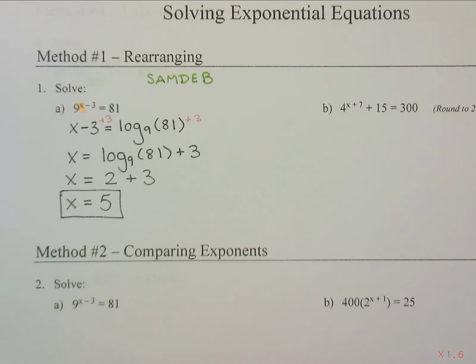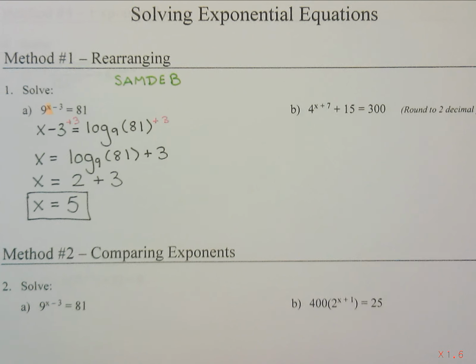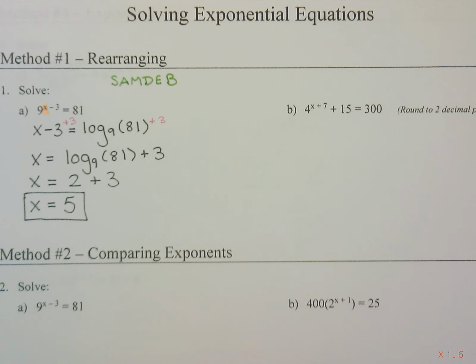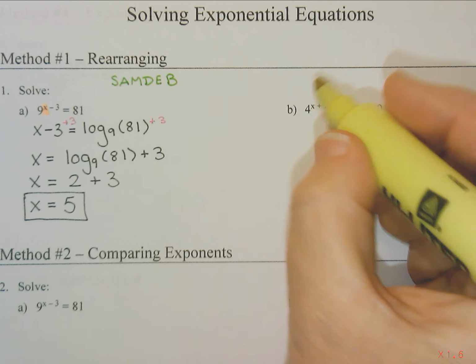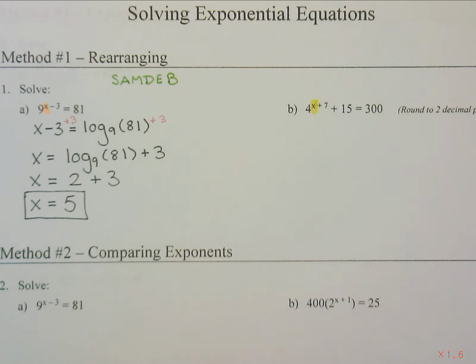Okay, we're going to take a look at our second question. So I have 4 to the power of x plus 7, plus 15 equals 300. Once again, when I look at the question, there is one term that has a variable. That's the x inside my exponent. So I should be able to solve by rearranging.